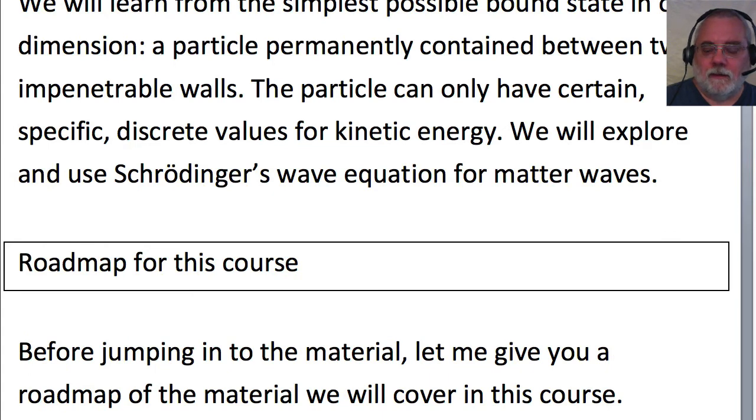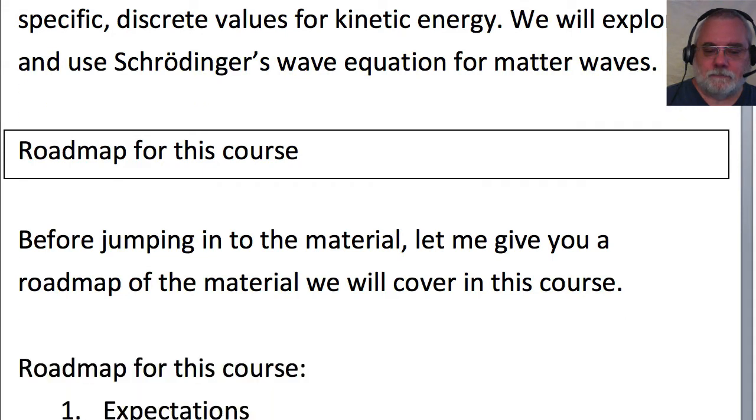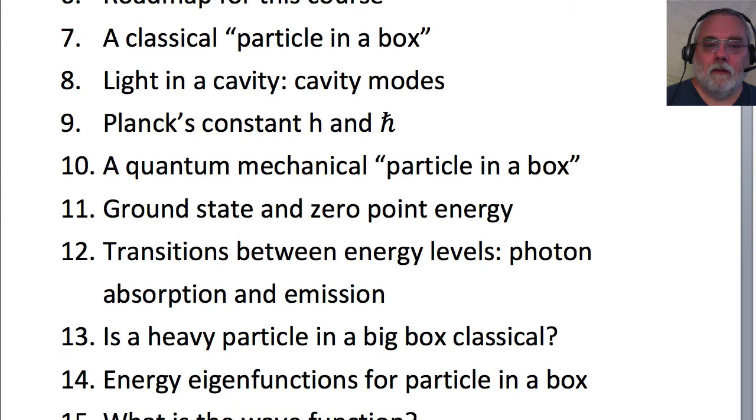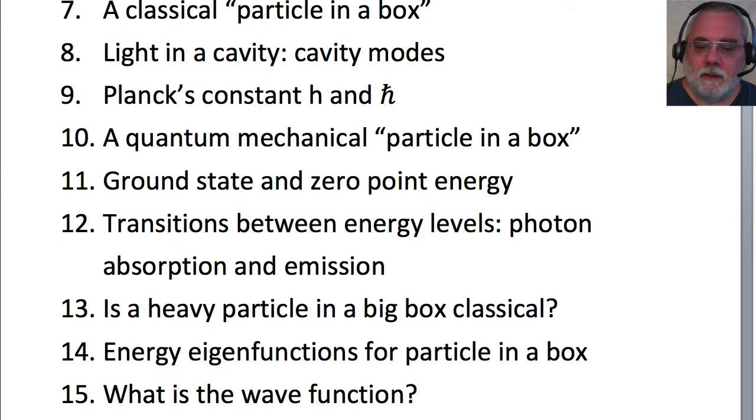Before jumping into the material, let me give you a roadmap of the material we'll cover in this course. We will start with a classical particle in a box. Then we will do light in a cavity modes. Then Planck's constant h and h bar, which I'll explain later. We'll do a quantum mechanical particle in a box. We'll look at the ground state and the 0-point energy for particle in a box. We'll look at transitions between energy levels, photon absorption and photon emission. Then we'll ask, is a heavy particle in a big box classical? And it is. We'll look at energy eigenfunctions for particle in a box.